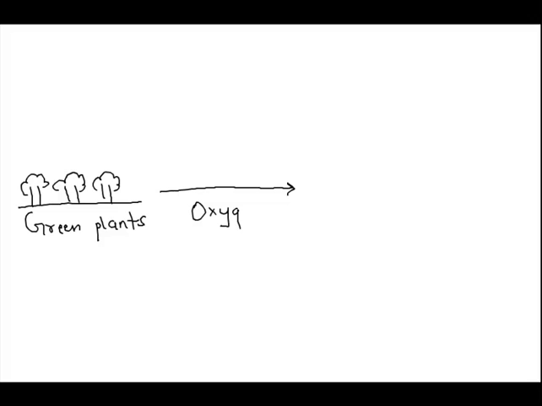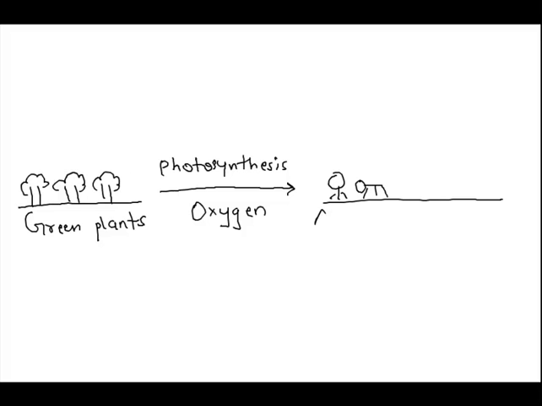And as we know, green plants release oxygen by the process of photosynthesis. And now this oxygen is consumed by animals and human beings. Right? Here we can consider one more thing.